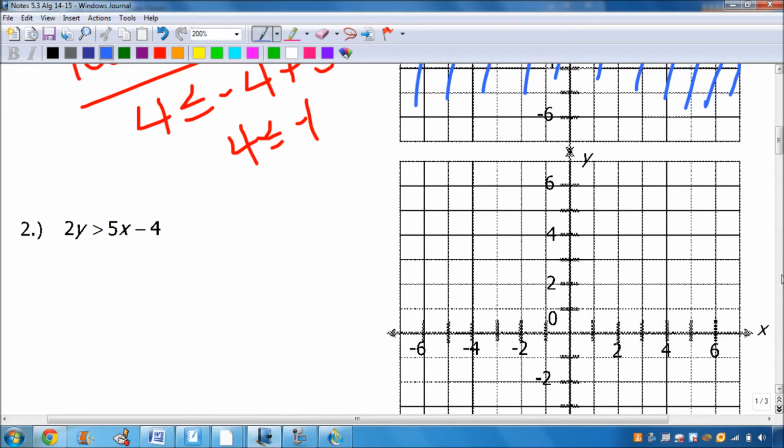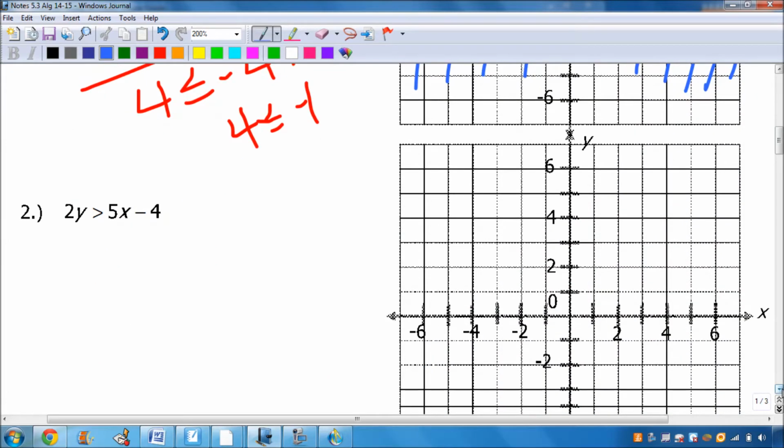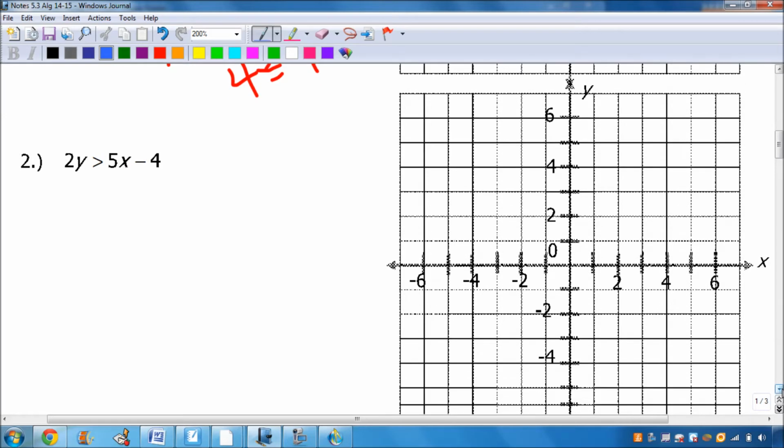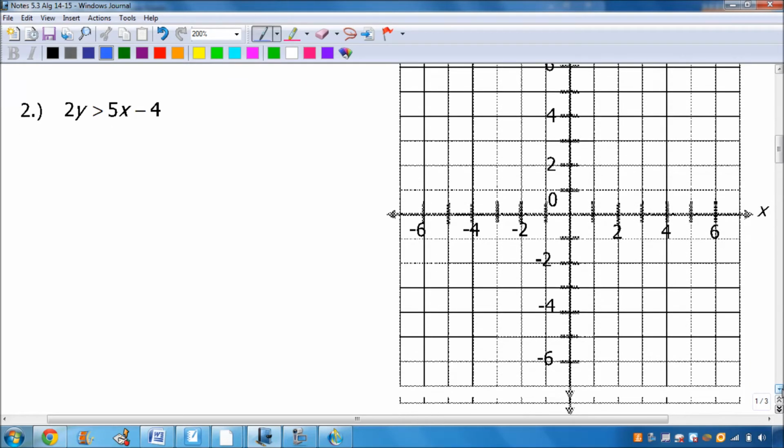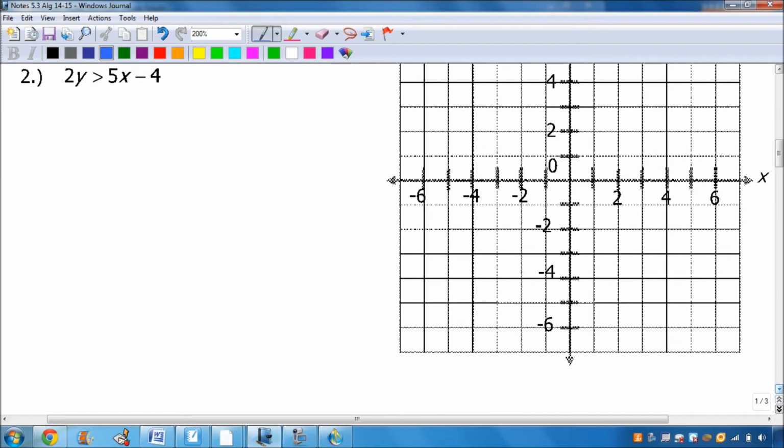All right, so let's go ahead and try question number 2. Before I can do anything in question number 2, I have to make sure to isolate y, right? So in order to isolate y, I'm going to divide everything by 2. So when I divide everything by 2, I get y is greater than 5 over 2x minus 2.